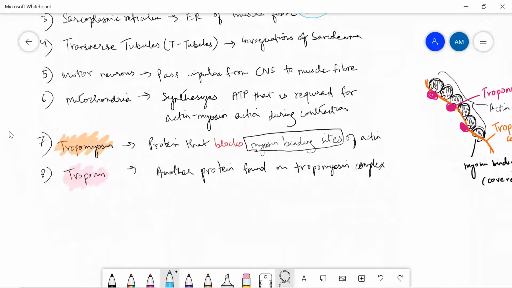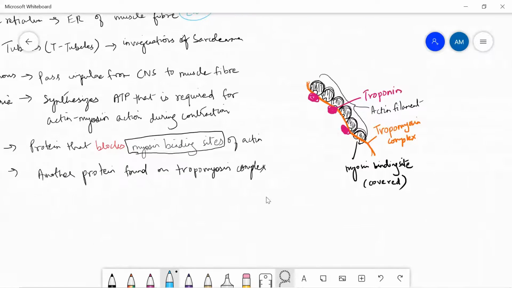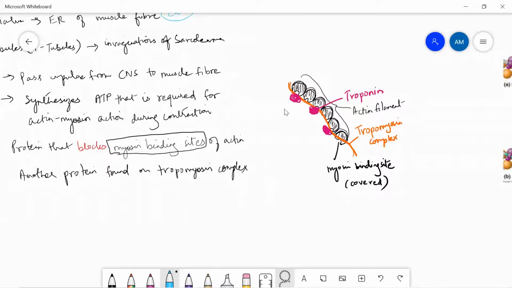Tropomyosin is another protein which you were not introduced to previously. So tropomyosin and troponin form a complex called the tropomyosin complex. Basically, their job is to block myosin binding sites on actin. Now, what are these myosin binding sites? Imagine that this whole black thread of globular monomers is the actin filament, and you can see there are cup-shaped dents on each unit of the actin filament. Those cup-shaped sockets are actually myosin binding sites.